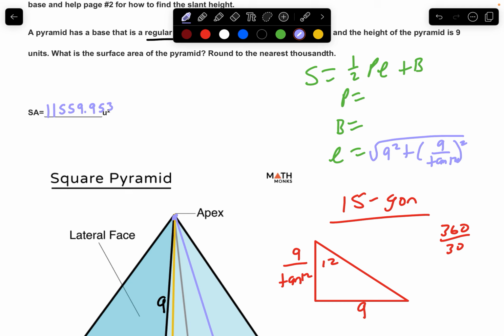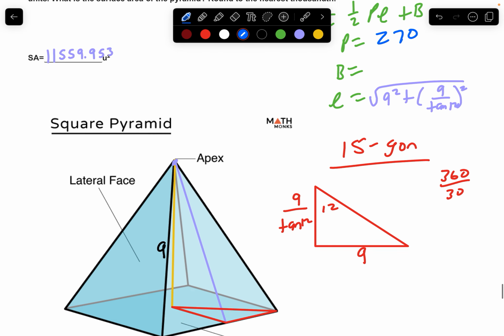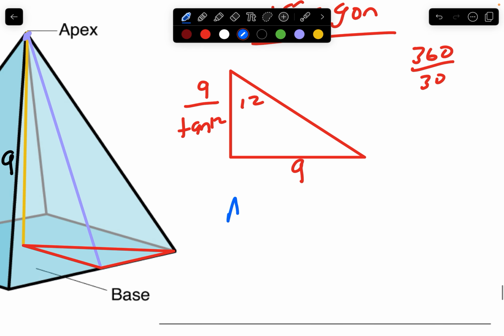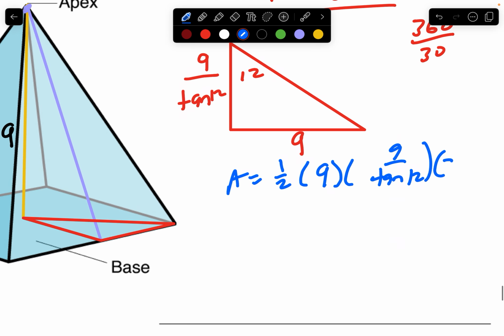Now let's work on the base. We need the perimeter. Well, if there's 15 sides and they're 18 each, can I just do 15 times 18? So the perimeter is going to be 270. And now I need the area, and that's where I got to work on this. So the area is going to be 1/2 times base times height times 30. There's 30 of these. So that would be 81 times 15 if you work those numbers.